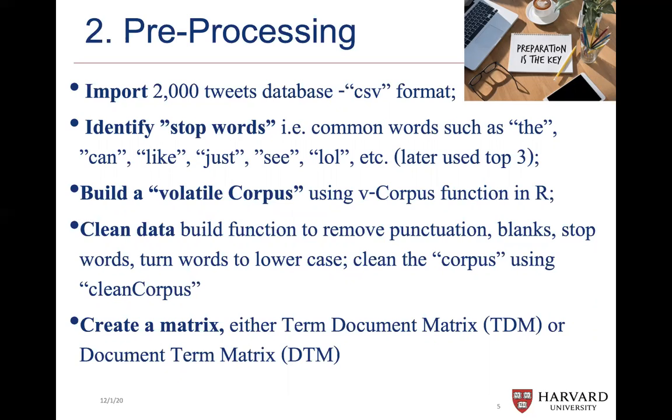We add custom words. Later on, we will use our top three so that we can see what other words show more often. We build a volatile corpus, which is basically a document collection of data. We clean the data by removing the stop words and other items such as punctuation. We lowercase the data, and we clean it using a function called clean corpus, which we built in the R programming language. Finally, we create a matrix. This matrix is either a term document matrix or a document term matrix.